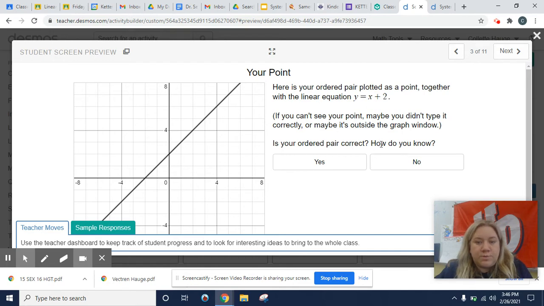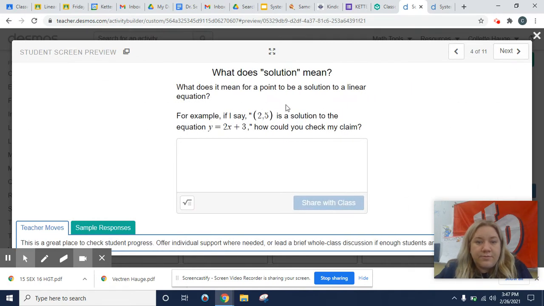So it says, is your ordered pair correct? How do you know? So you know because where should that point be if it works for this equation? It should be on the line, right? It's a solution to this equation, which means it would be on the graph that we see.